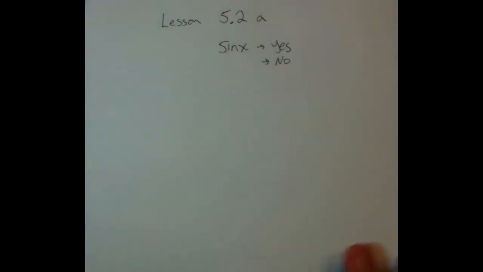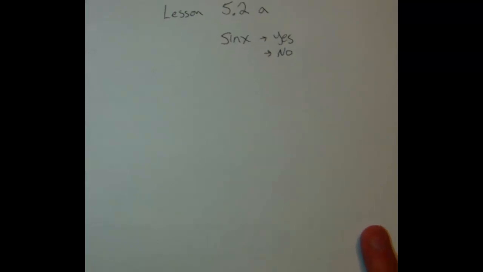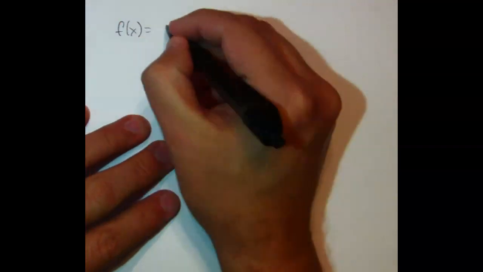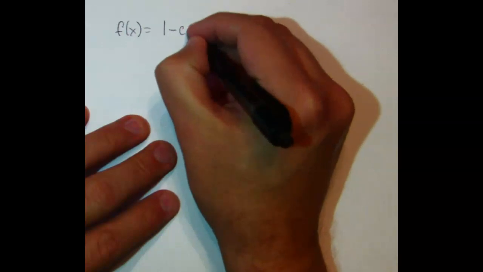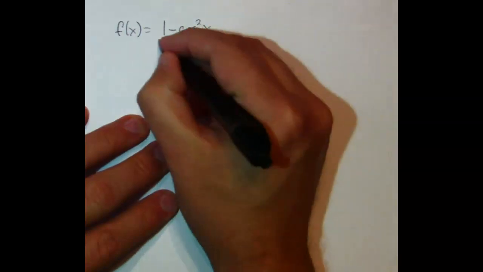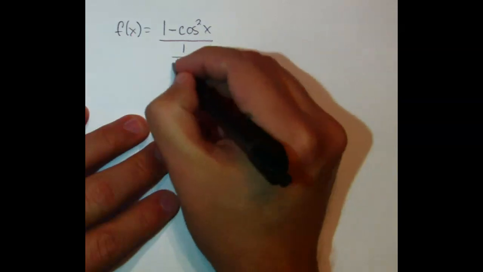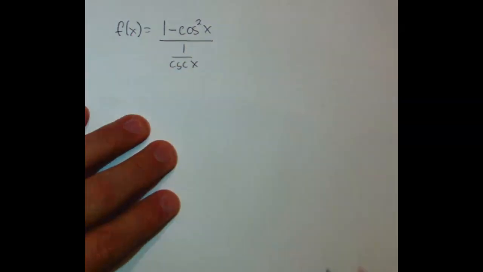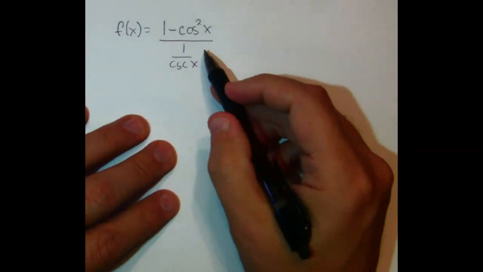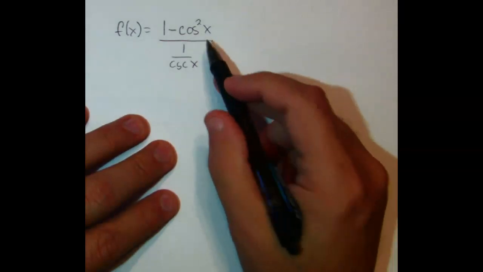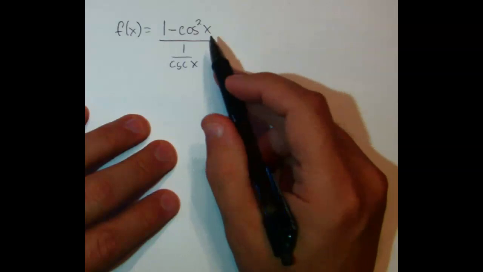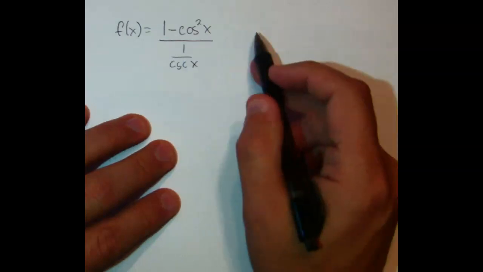This time our trig identities are going to be written as a function. So it's not going to be written as just what you see. Alright, example. The function of x is equal to 1 minus cosine squared x over 1 over cosecant x. And what we want to do is see if this simplifies down to sine x. If it does, we write yes. If it doesn't, we write no.